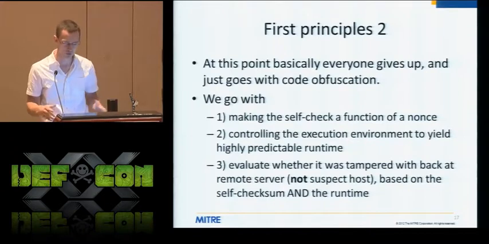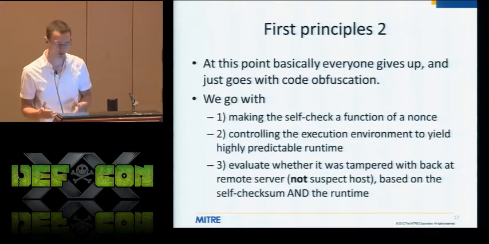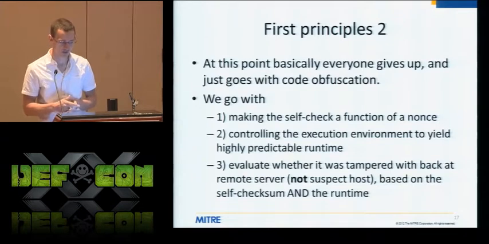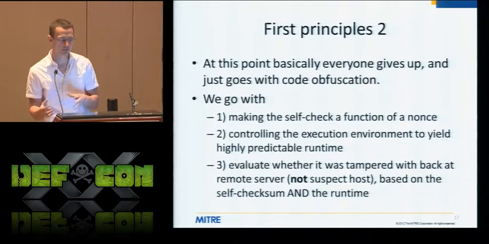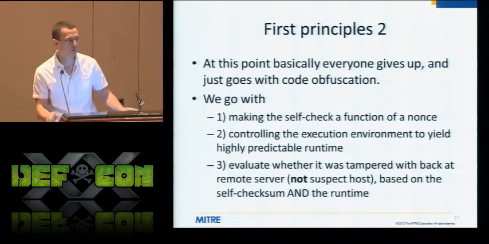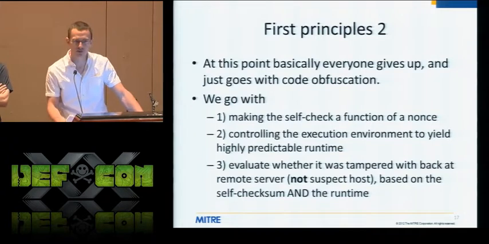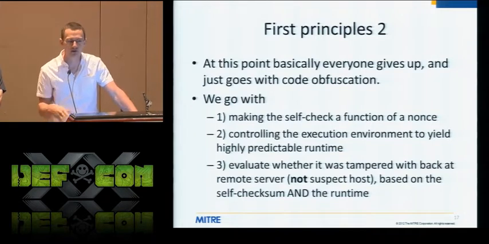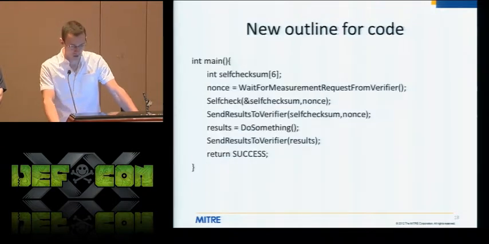So we incorporate this trusted server that we assume is not compromised, and it's going to get the results of that checksum, based on the nonce, sent back to it from the client. Then, in a secure environment that we assume is not compromised, it takes the results of that self-checksum to make a determination about whether or not it thinks the software has been tampered with on the client side.